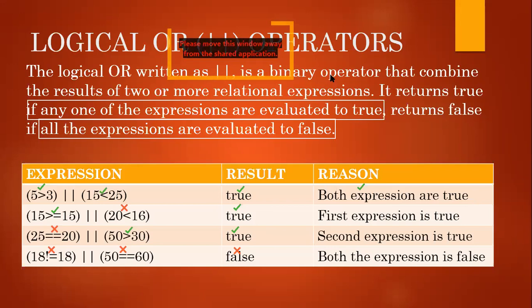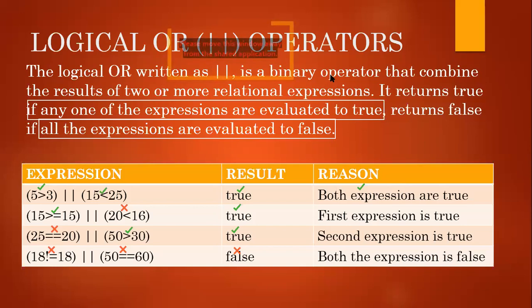But if the child fails in any one subject, what will happen? It will result in false. It will result in fail, because we know how our grading system is. If you want to get promoted to the higher class, you have to pass in all the subjects individually. So which operator do we use? We use the AND operator. And how does the OR operator work?